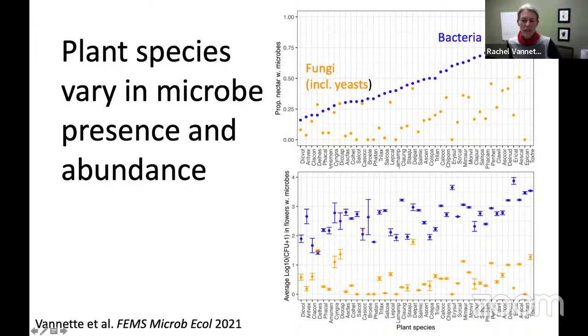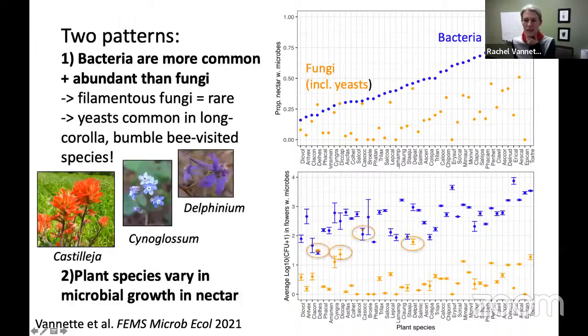So we can take a few patterns away from these data. First of all, bacteria are more common and typically much more abundant than fungi in flowers. We also found that filamentous fungi are quite rare in flowers, and yeasts were really only common in these long corolla, bumblebee-visited species. This sort of confirms what we had suspected: that the plant species that had been studied so far have been picked for specific reasons, and not all plants are similar to those plants that had been studied previously.